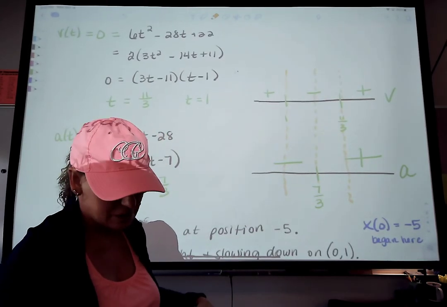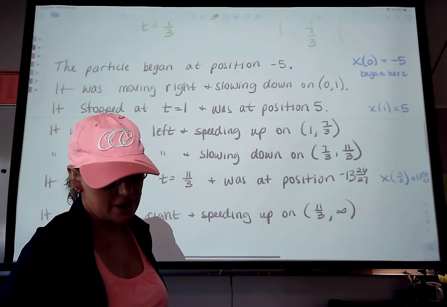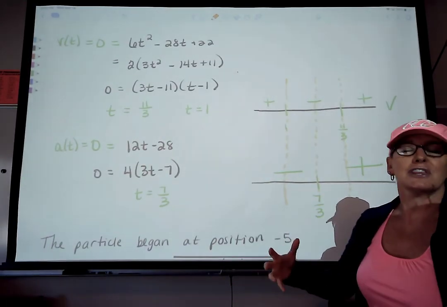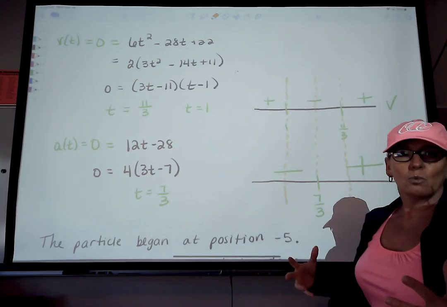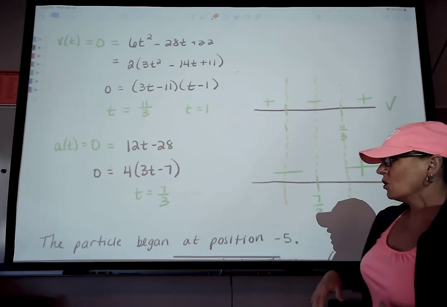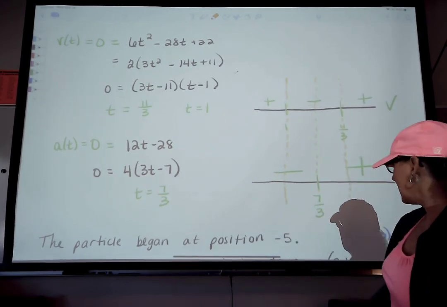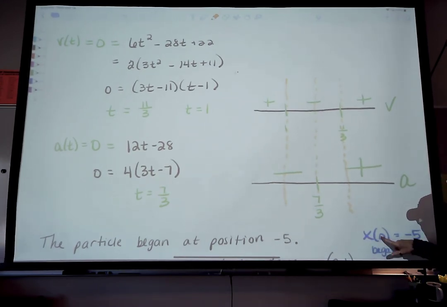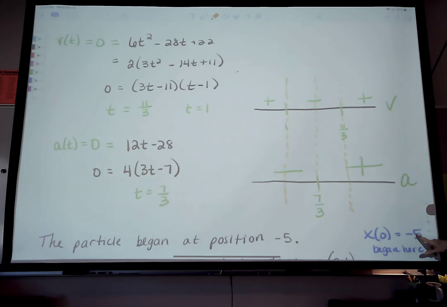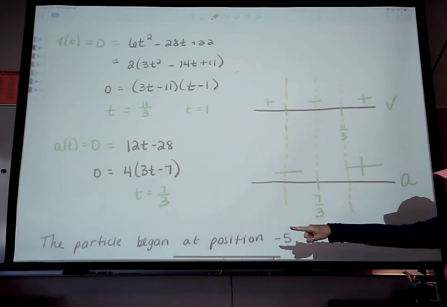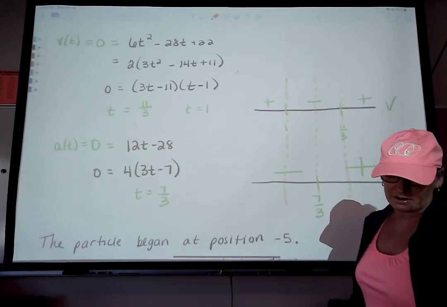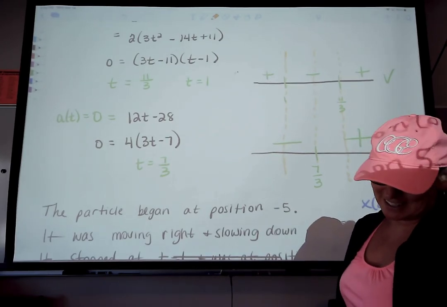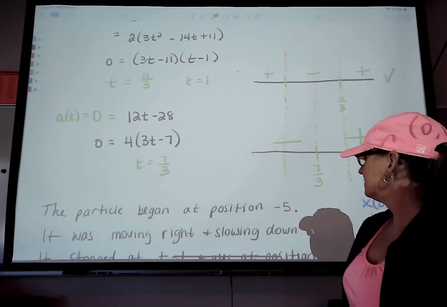So, summary. Whew, a lot of writing. I'll go through it quickly. Where did everything start? Where was the particle when everything began? Well, I plugged in 0 to my position function. At time 0, the initial position was -5. The particle began at a position of -5. And then it did what I just said: moving right and slowing down.